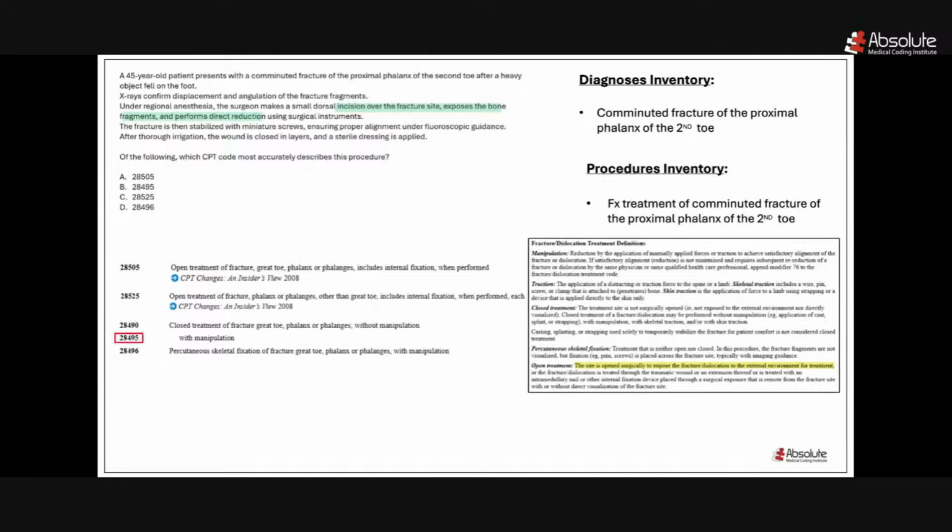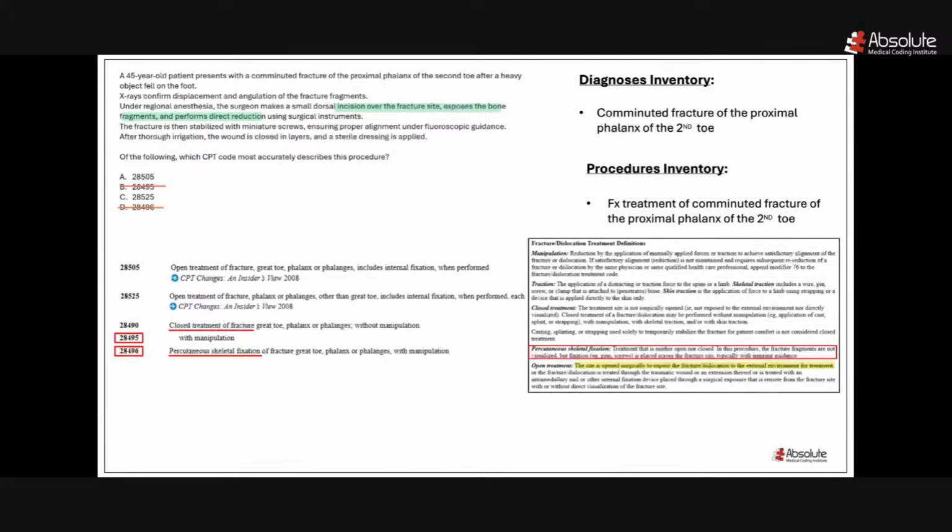Option 28495 is coding for a closed treatment. That is incorrect. Option 28496 is coding for a percutaneous treatment. Even that is incorrect. And it eliminates options B and D. We're left with options A and C. So I did see people choosing between options A and C. There was quite some traffic between options A and C.